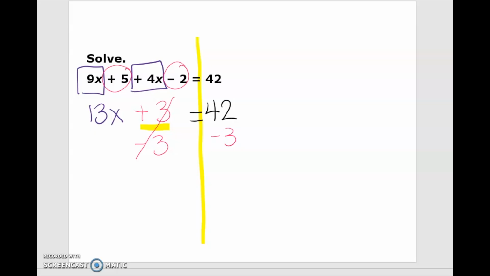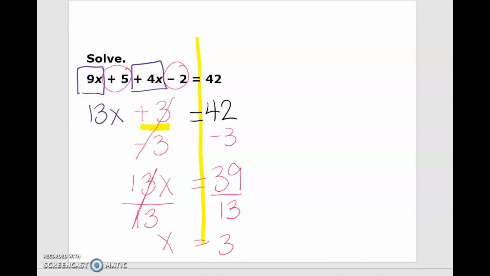A negative 3 and a positive 3 cancel each other out. So all that's left is 13x equals 42 minus 3, which is 39. Now we know 13x means 13 times x. The opposite of multiplication is division, so we're going to divide both sides by 13. 13 divided by 13 is 1, so we just have x. 39 divided by 13 is 3.